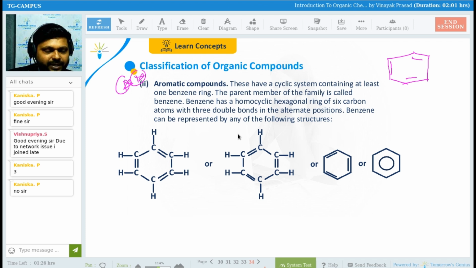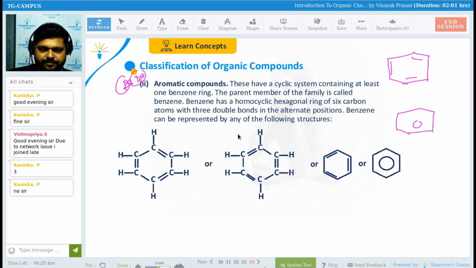So benzene is an example of an aromatic compound, but every aromatic compound will not be benzene. Getting my point? Benzene is always an aromatic compound, but it is not true that every aromatic compound should be benzene, because aromaticity can be found in a 6-membered ring, 7-membered ring, 8-membered ring, any ring. That we have to see. Benzene can also be written in so many ways. This is also benzene, right? We can also draw like this. This is also benzene.